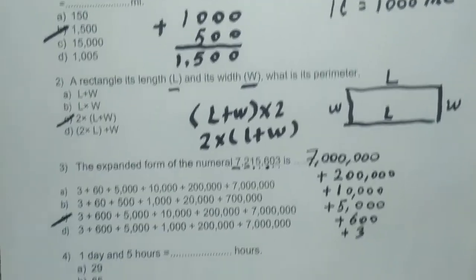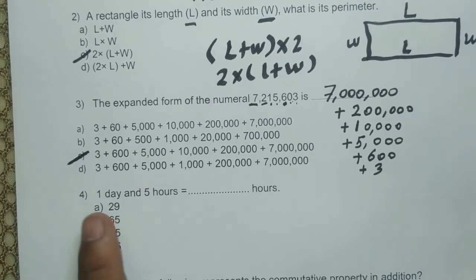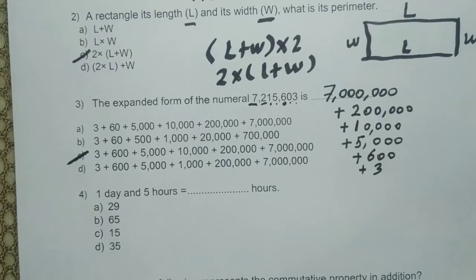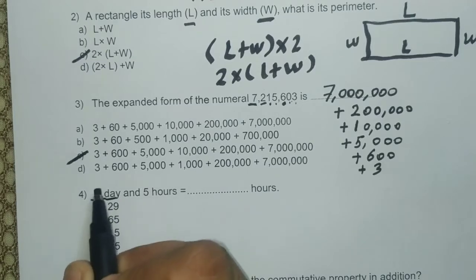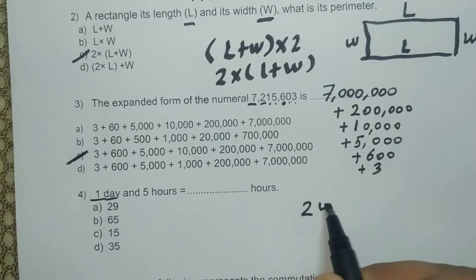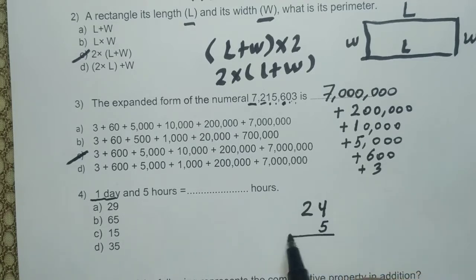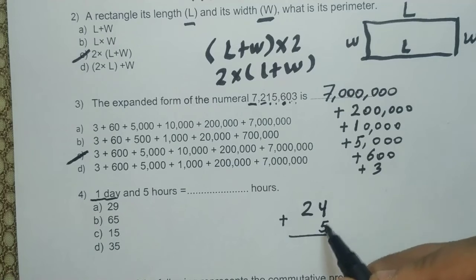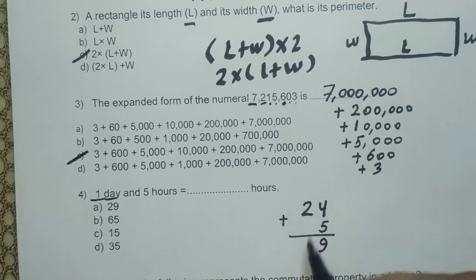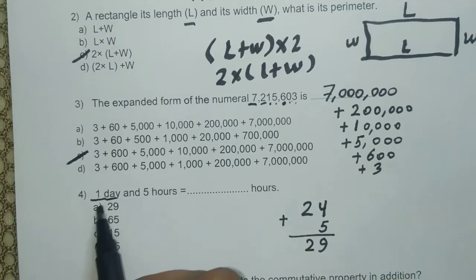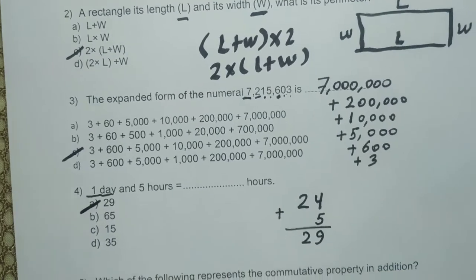1 day and 5 hours. 1 day equals 24 hours. 5 hours, it's 5 hours. So I will add 4 plus 5 equals 9, and drop 2, it's 29 hours.